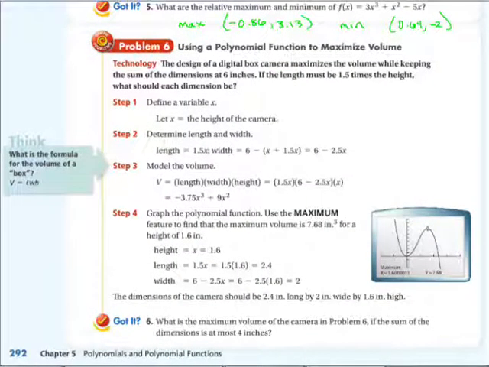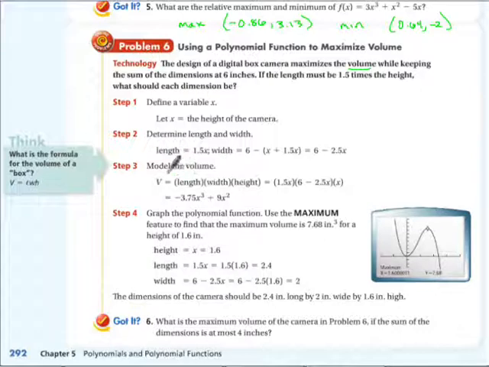Okay, to maximize volume. The design of a digital box camera maximizes the volume while keeping the sum of the dimensions at 6 inches. If the length must be 1.5 times the height, what should each dimension be? So we have x equals the height. We can determine the length and the width. We got to know volume is 3 things, right? So the length is 1.5x. The width is 6 minus x plus 1.5x.